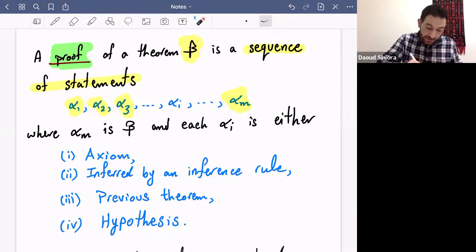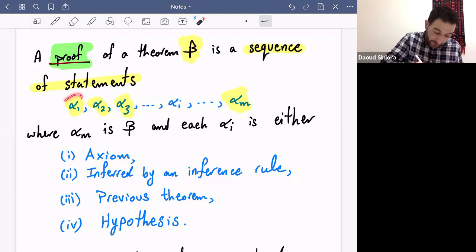Second, each one of them, so alpha 1, alpha 2, or in general alpha i, is either an axiom. We discussed what axioms are. Axioms are statements that we assume to be true, and we assume that we are working in domains where the axioms hold. For example, we studied the axioms of addition and multiplication, and one domain where they hold true is the real numbers. So each alpha i is either an axiom or it is inferred by an inference rule from previous statements.